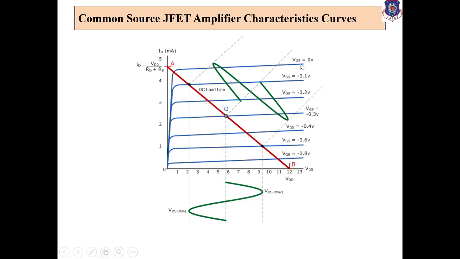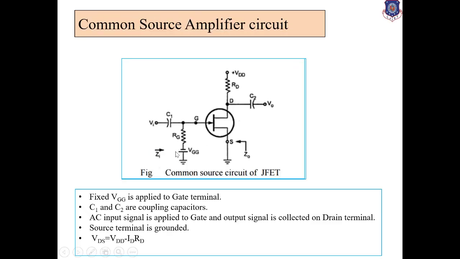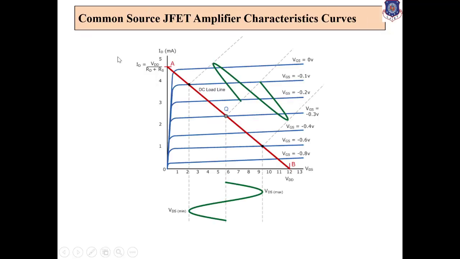Another important parameter is VGS. VGS should first be 0 when high ID current is available. Then VGS is increased negatively: minus 0.1 volt, minus 0.2 volt, minus 0.3 volt. From this circuit diagram you can decide this. This is the input voltage, that is VGS, and it is negative. When you increase VGS negatively, you will get this type of decrease in ID. So this is just the output characteristic curve of ID versus VDS with the DC load line.